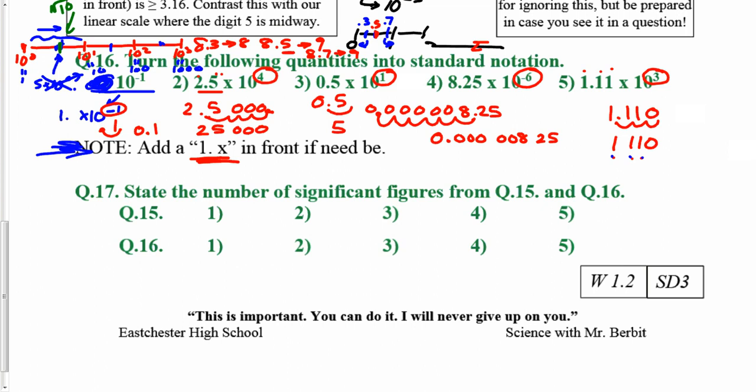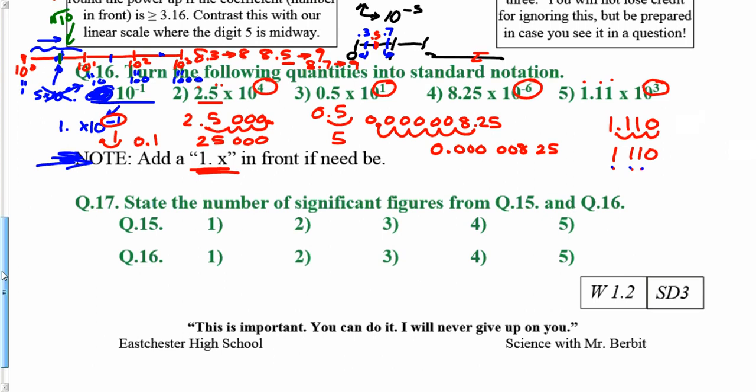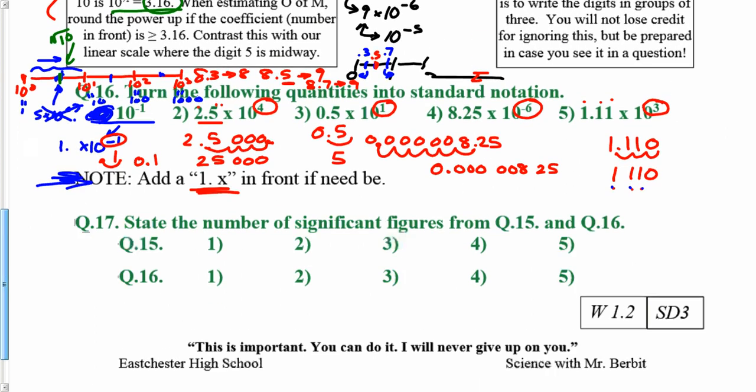Finally, just a sig fig review. How many sig figs from question 15 and 16? Well, 16 is right in front of us. Let's do it. This one here, that's just 1. You see, you look back at the original. That had 2 sig figs, which we were saying before. Choice 3 had 1 sig fig. Part 4 had 3 sig figs. And part 5 had 3 sig figs. The original notation will give you the right answer.